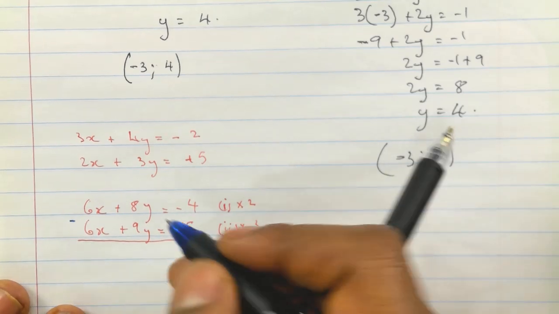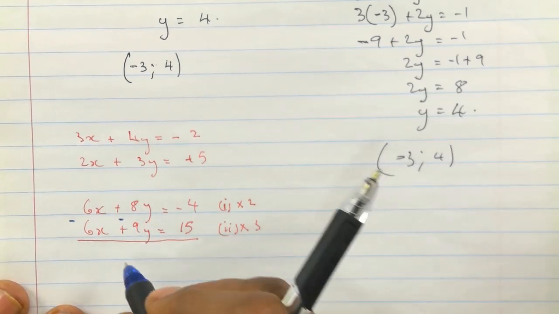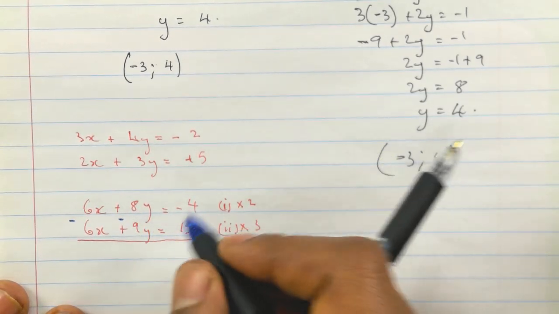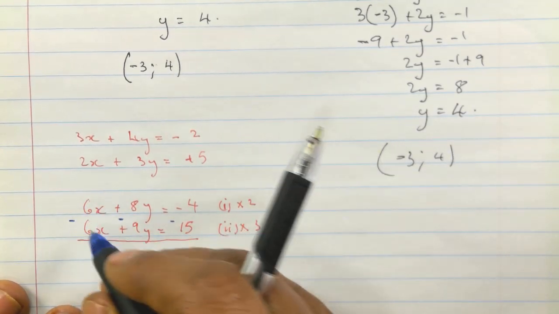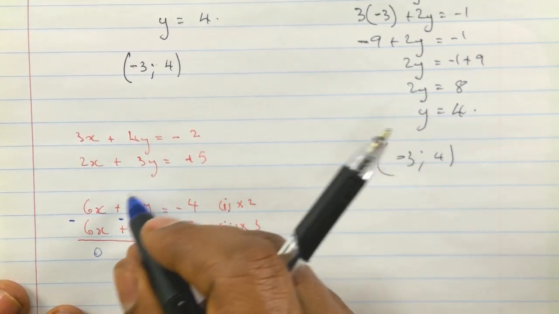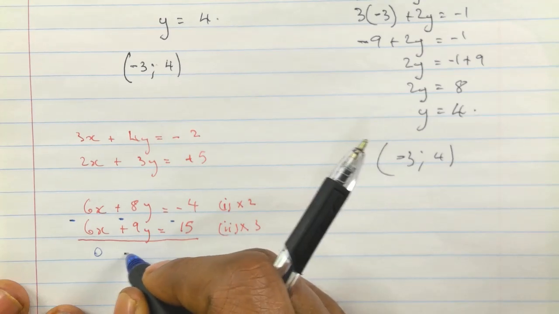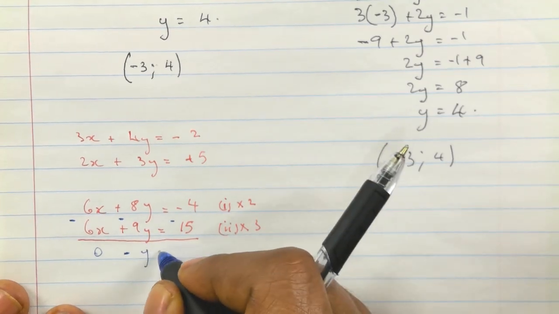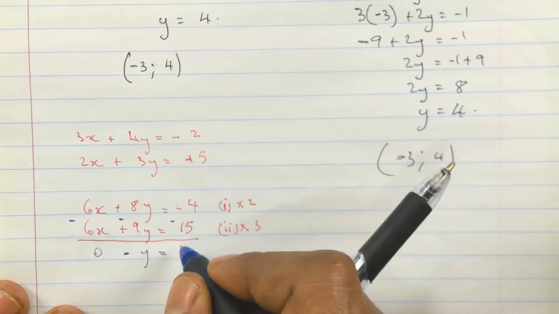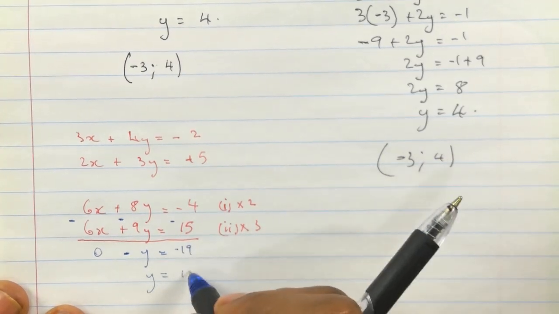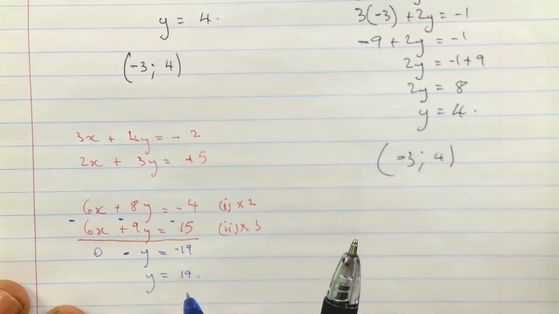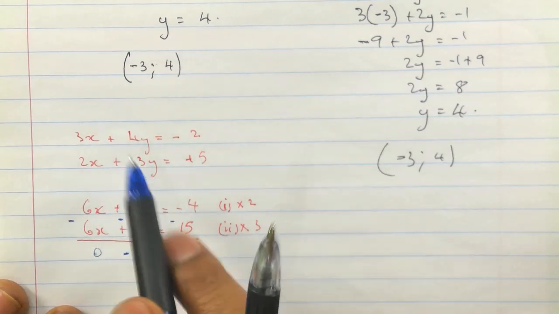This one will be negative. If I subtract, this one is negative. If I subtract, this one will be negative. So these two will give me a 0. Then this one will give me a negative y. And then here I will have a negative 19. So my y will be 19. Then I can take this y and put it in one of those and solve it.